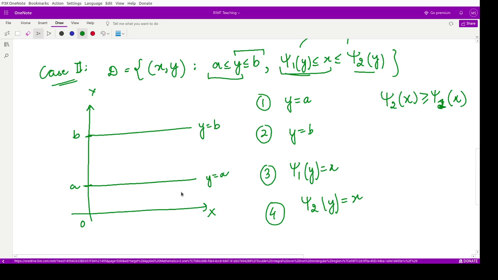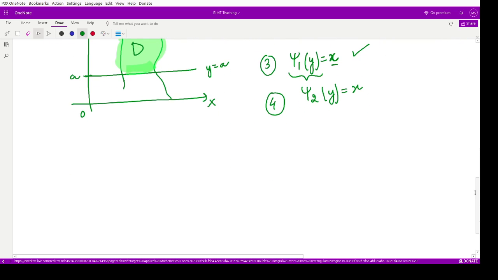Now between these two lines, we have to draw this. This is some curve where x is given to be some function of y. So we can draw it like this. Say this is some kind of curve which is given to you, and say psi 2 is another curve which is given like this. So whatever is the region here, this region is the given region. So in this region we are to compute the integral. So this is our region D.